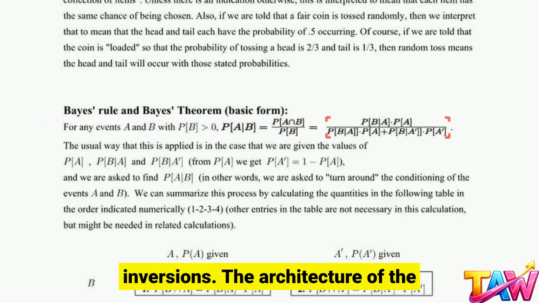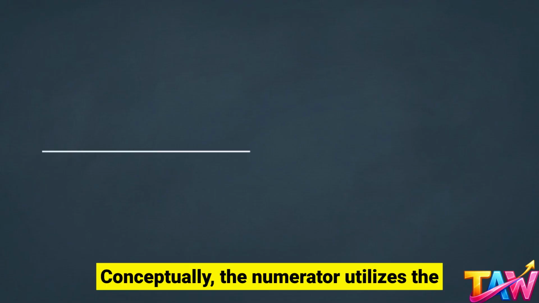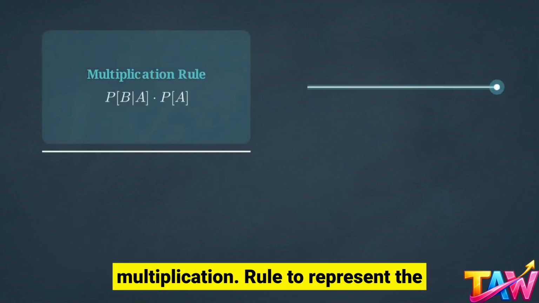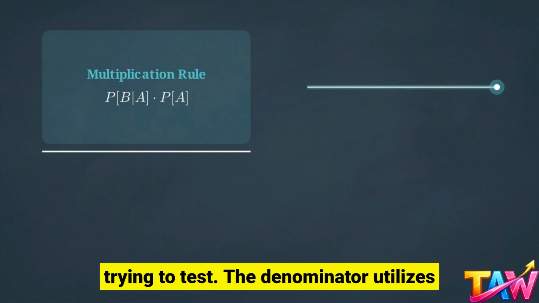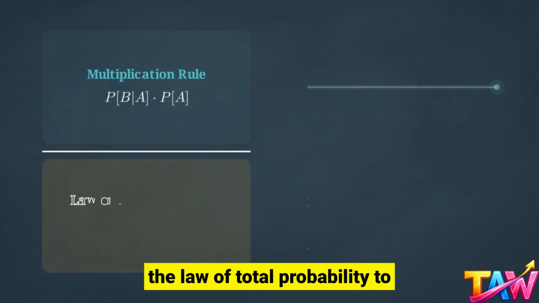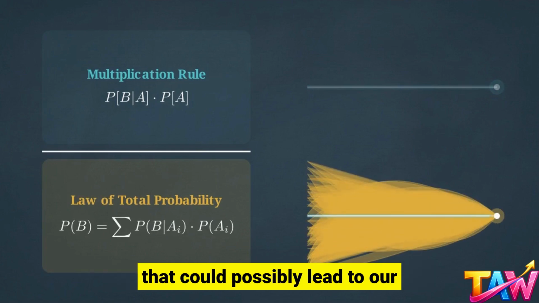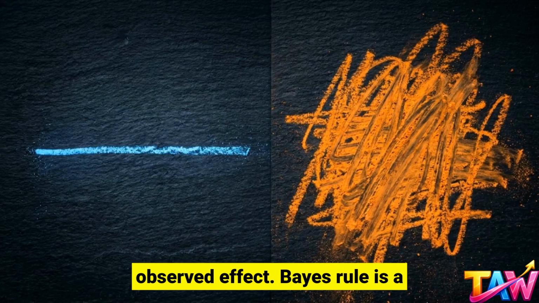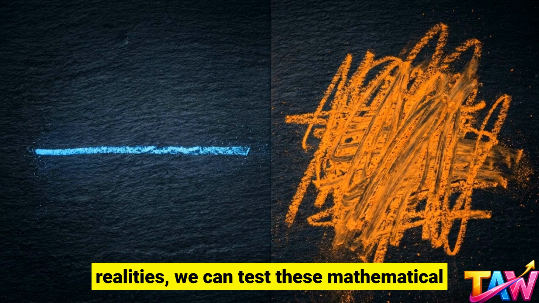The architecture of the formula is a direct synthesis of the previous two rules. Conceptually, the numerator utilizes the multiplication rule to represent the single specific causal path we are trying to test. The denominator utilizes the law of total probability to represent the entire universe of paths that could possibly lead to our observed effect. Bayes' rule is a proportional relationship. It calculates the rigid mathematical weight of one specific path against all possible realities.